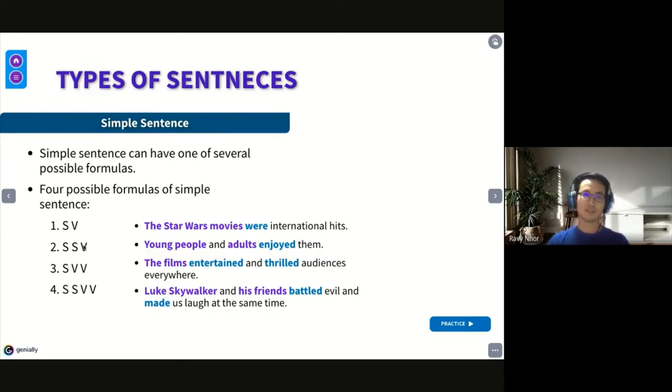subject verb that we just learned, the very basic subject and verb, and then subject verb or subject verb and subject and verb. So you can look at the example of each formula. Like here, the Star Wars movies were international hits. So the Star Wars movies is the subject of the sentence, and it has one verb. Okay, were.